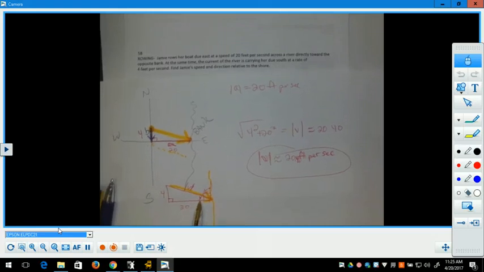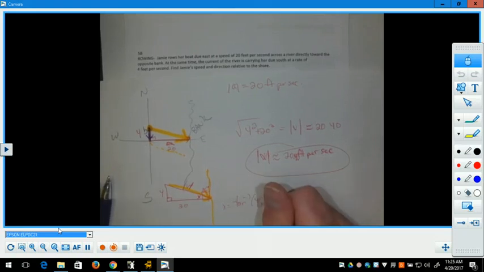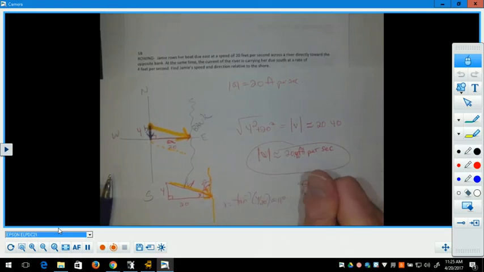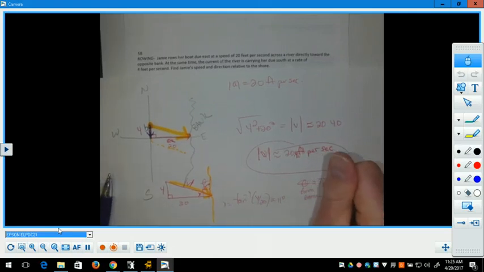I don't have to use law of sines or law of cosines. I can actually use tangent inverse of 4 over 20 to get it in degrees, which is 11.30, or roughly 11 degrees, which means this angle right here, our theta, with respect to the shoreline or the bank, is 90 minus 11, which is 79 degrees. This concludes examples 5A and 5B from 8.1.